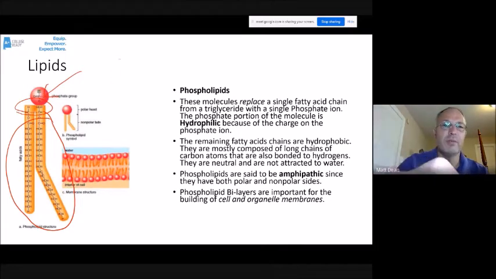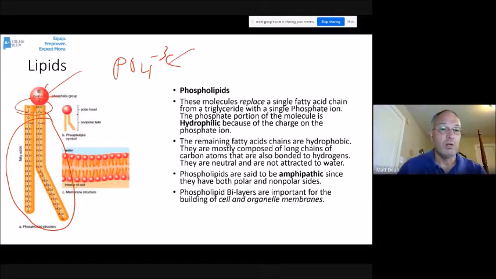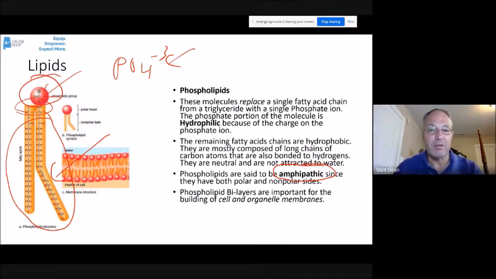This phosphate group essentially started out as PO4-3, the phosphate ion. Notice that that's charged. It's very polar. So this end of the lipid becomes very polar, and this end made of carbons and hydrogens is nonpolar. Because it has a polar side and a nonpolar side, we refer to a phospholipid as amphipathic, meaning that it has both.